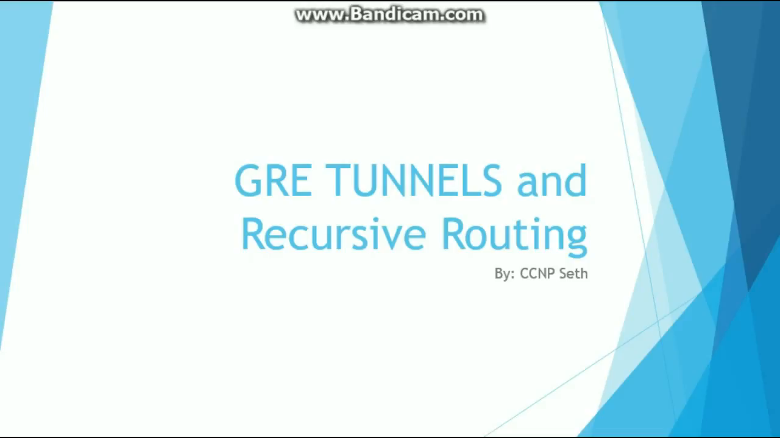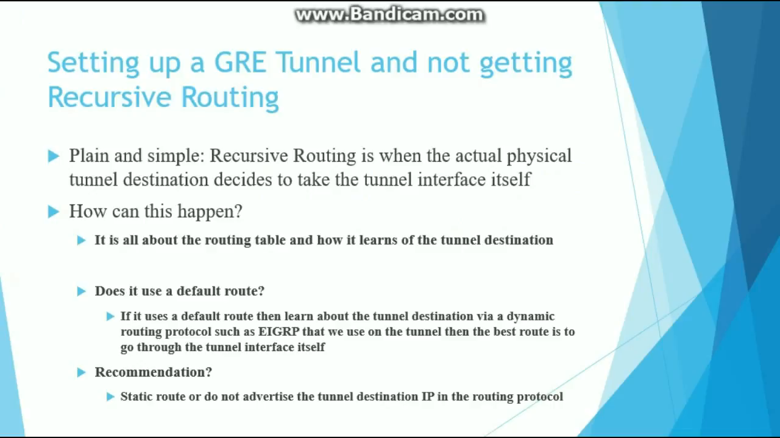a physical one. But sometimes when you are using GRE tunnels and using dynamic routing protocols, you'll get this recursive routing, and then you'll drop your neighbor, whether it be EIGRP or OSPF or some other type of dynamic routing protocol. So what is this recursive routing? Well, plain and simple, it is when the actual physical tunnel destination decides to take the tunnel interface itself. Okay, what does that mean?